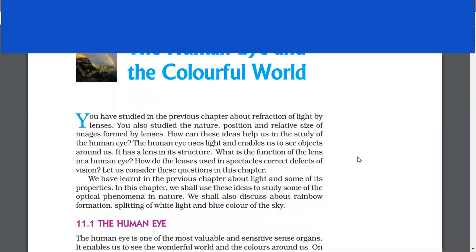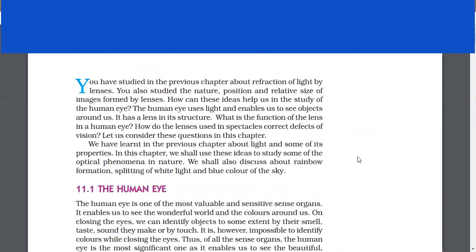You have studied in the previous chapter about refraction of light by lenses. You also studied the nature, position and relative size of images formed by lenses. How can these ideas help us in the study of the human eye? The human eye uses light and enables us to see objects around us.